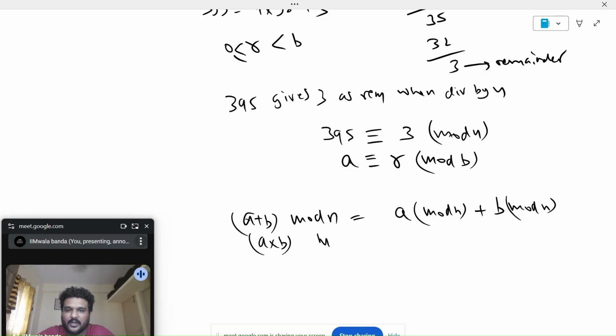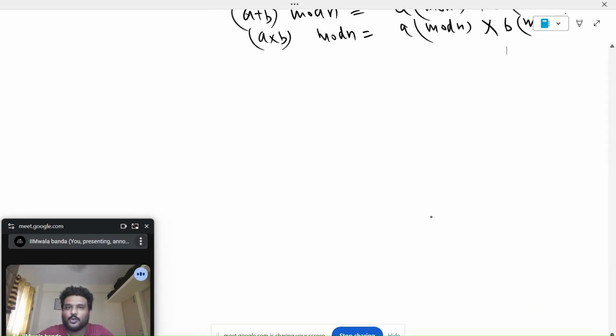Similarly, A into B when divided by N, whatever remainder comes is the same as A when divided by N into the remainder which comes when B is divided by N. So these are two important equations that we always use. Then there is also a very nice concept of negative remainder.